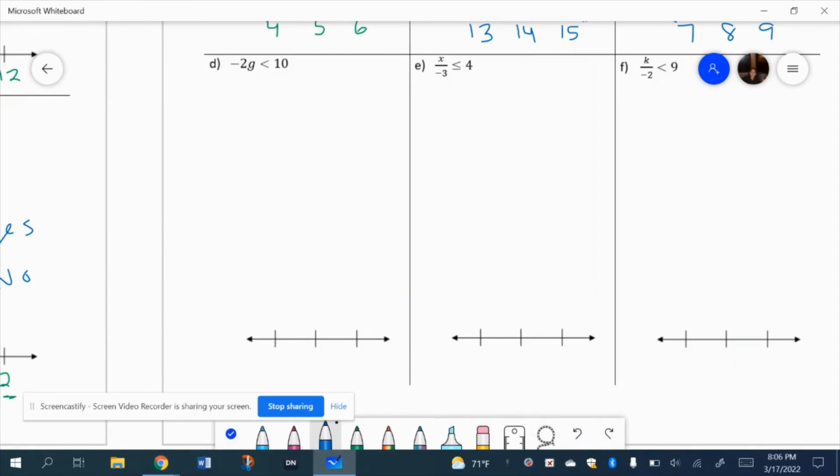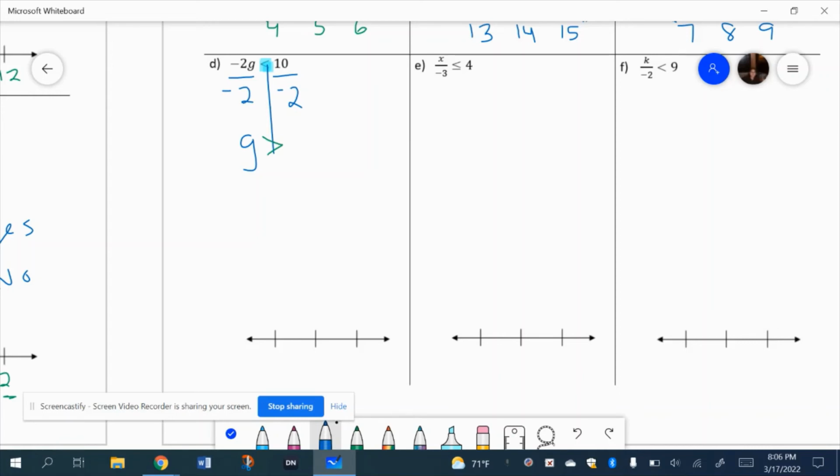So now let's take a look and see what happens when we have a negative number that we're dividing or multiplying by. When this happens, we're still going to solve it the same way. We're going to divide by -2. But here's the tricky part. This symbol has to be reversed. We flip it. So now instead of less than, it becomes greater than.